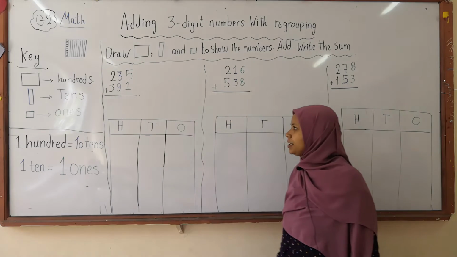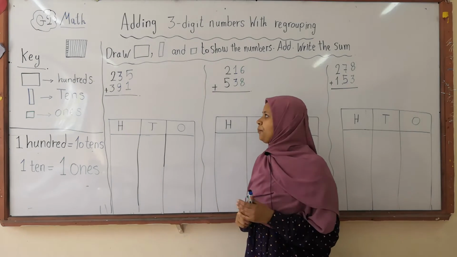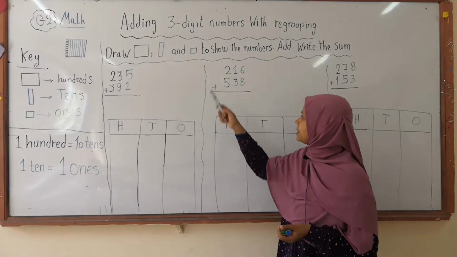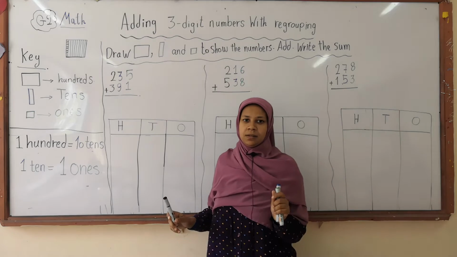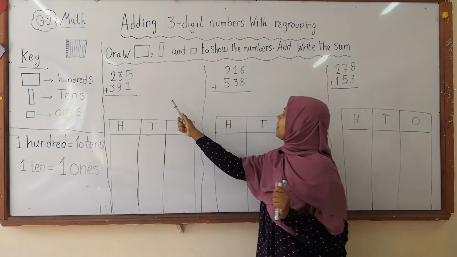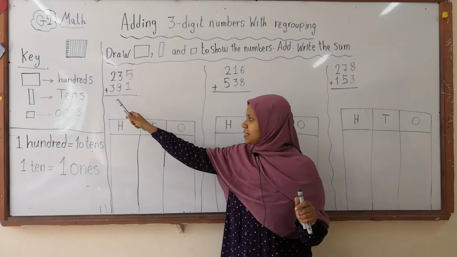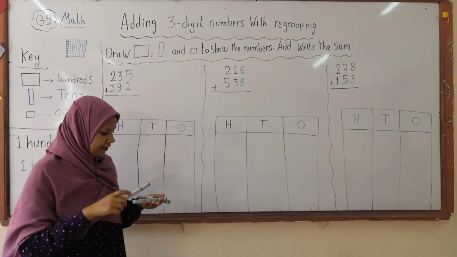طيب معانا النهارده 3 examples. كل example هيشرح فكره مختلفه عن الثانيه. Draw hundreds, tens and ones to show sum. Add and write the sum. 235 plus 391. We start with ones.